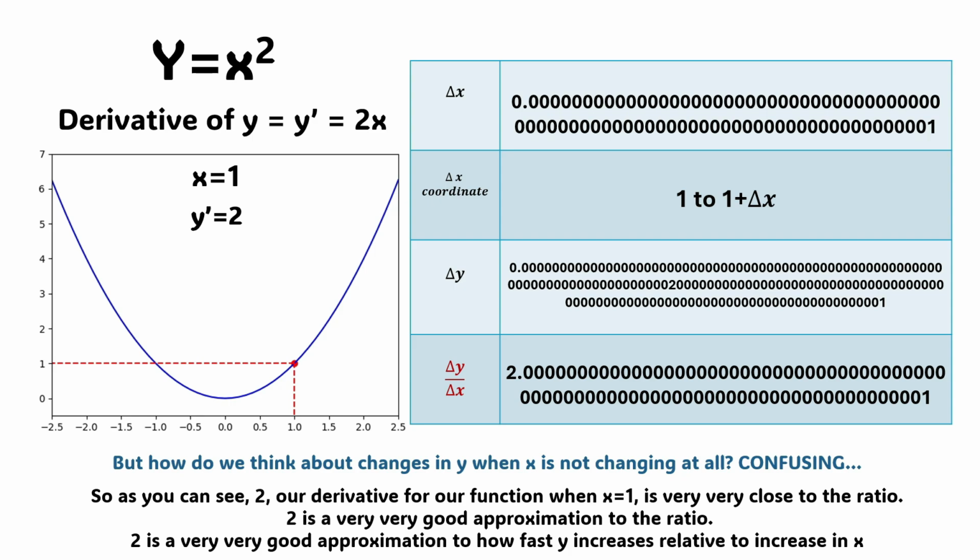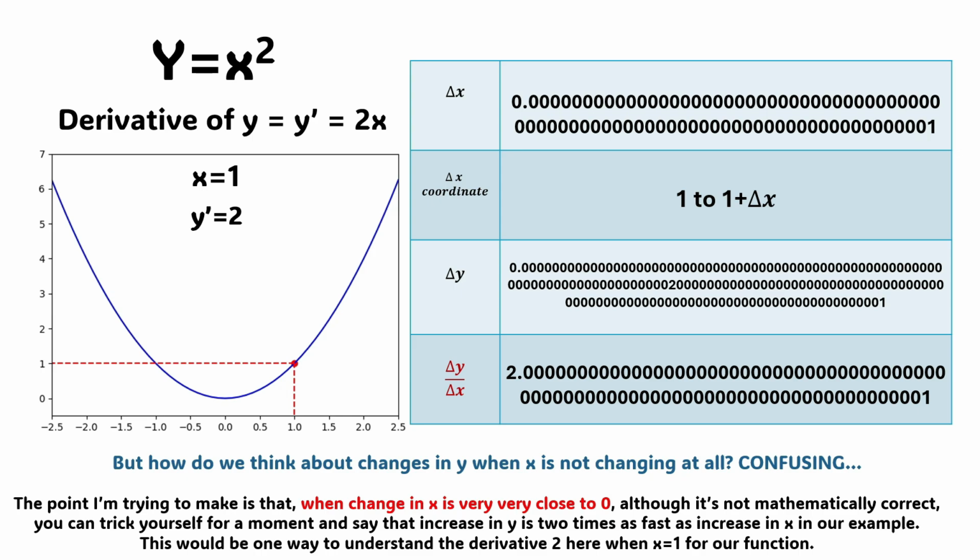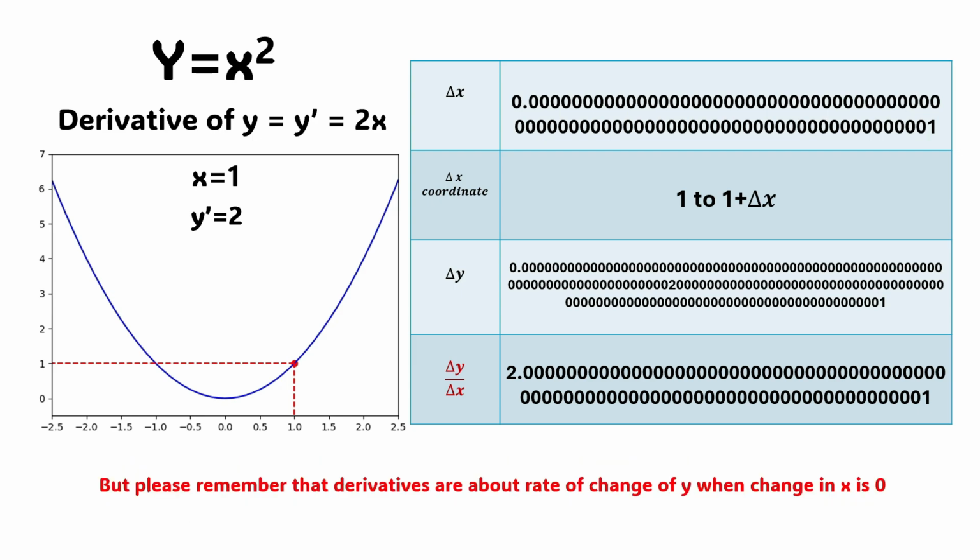Or we can also say that 2 is a very good approximation to how fast y increases relative to increase in x. The point I'm trying to make here is that when you're thinking about a change in x that is very close to 0, although it's not mathematically correct, you can trick yourself for a moment and say that increase in y is 2 times as fast as increase in x in our example. This would be one way to understand the derivative 2 here when x equals 1 for our function y equals x squared. But please remember that derivatives are about rate of change of y when change in x is actually 0.